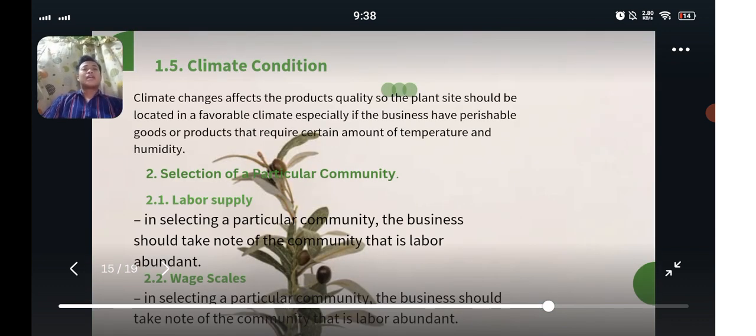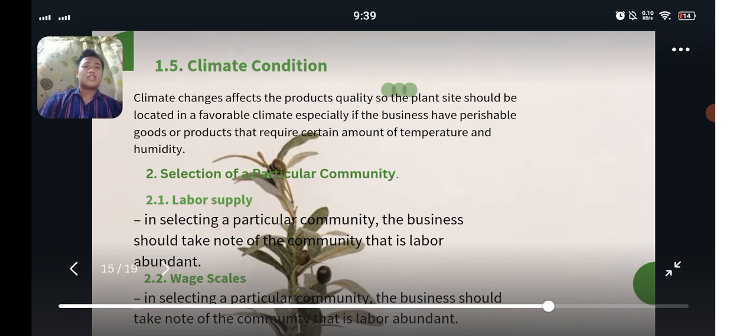So next is 1.5, climate condition. Climate changes affect the product's quality, so the plant site should be located in a favorable climate, especially if the business has perishable goods or products that require a certain amount of temperature and humidity. When it comes to picking an area, you need to be aware of the location, of course, because planting is very sensitive to climate change.